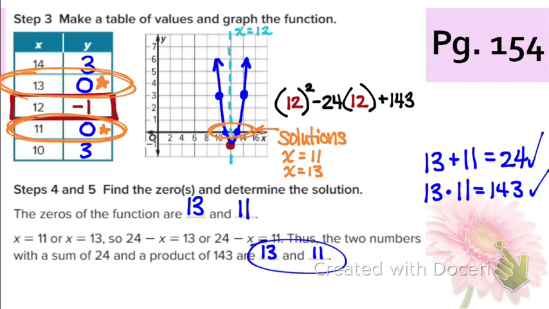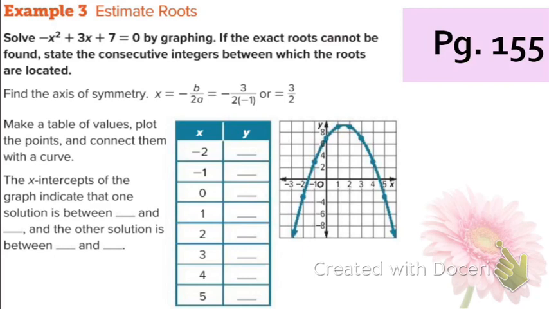Let's go and look at one more example to wrap up today. So we're going to go over and look at page 155. So far, everything's landed really nicely on a whole number, right? Solutions aren't always nice and pretty. I want you to look at this graph.